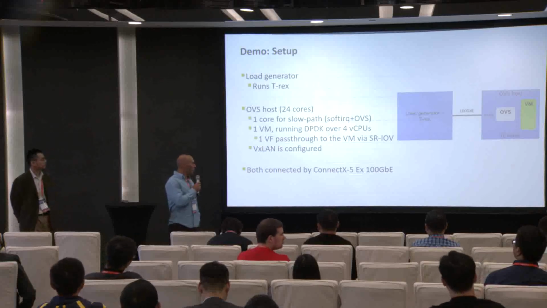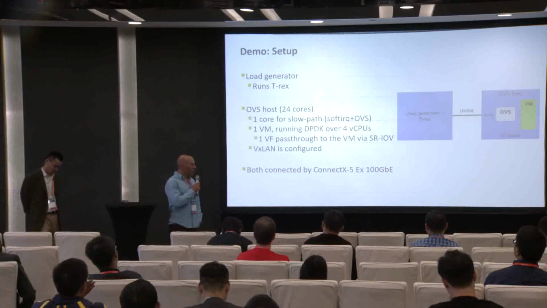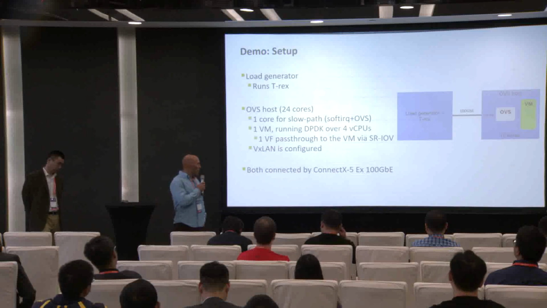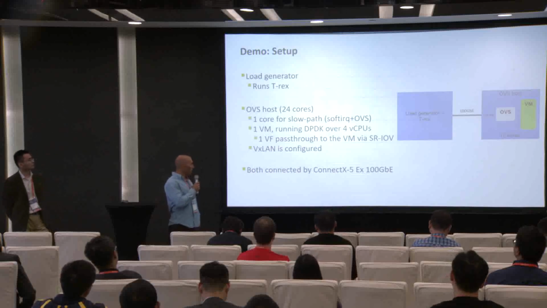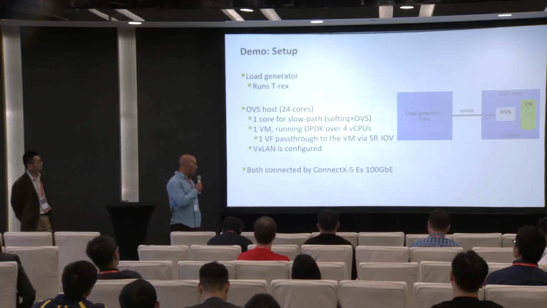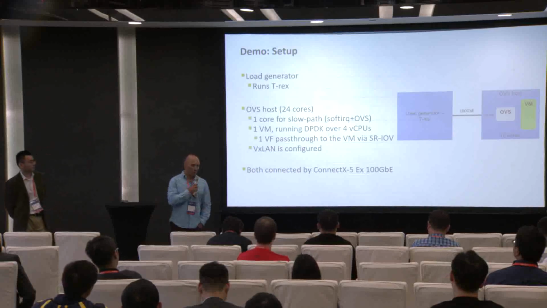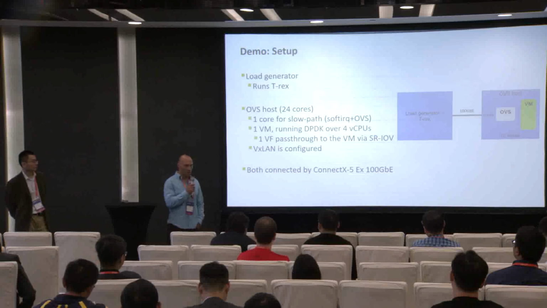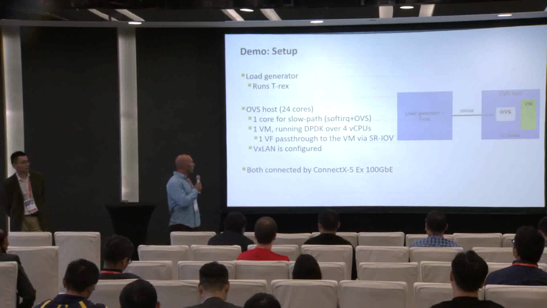And we run a DPDK application in the VM, and we have 4 vCPUs. It's all being done on top of a VXLAN network, so there is also an encap, decap that happens in the hardware, and connection tracking in the hardware. And the VM is using 4 vCPUs.